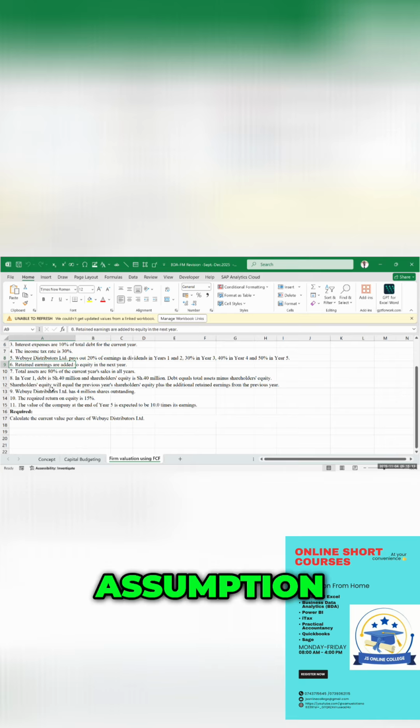The sixth assumption: retained earnings are added to equity in the next year. That is simply the treatment of the retained earnings. The examiner is telling us there. Number 7, we are told total assets are 80% of current year sales in all years.